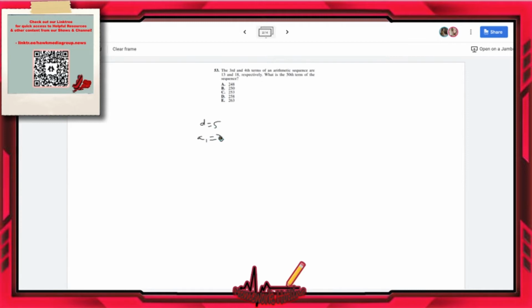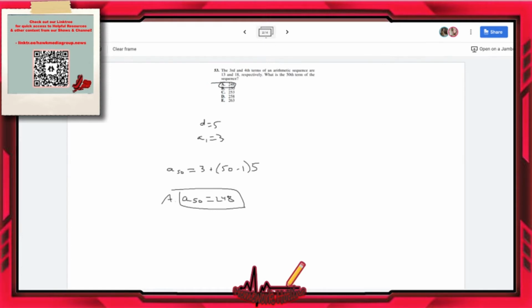And what we can do now is just plug it right into the formula. So we have the value of the 50th term equals the first term plus the term position, which would be 50, minus 1, times the common difference, times 5. Follow PEMDAS: 50 minus 1 is 49, times 5 is 245, plus 3, and the value of the 50th term is 248, which would be A in this case. So that's a pretty simple example, just straight up using the formula.